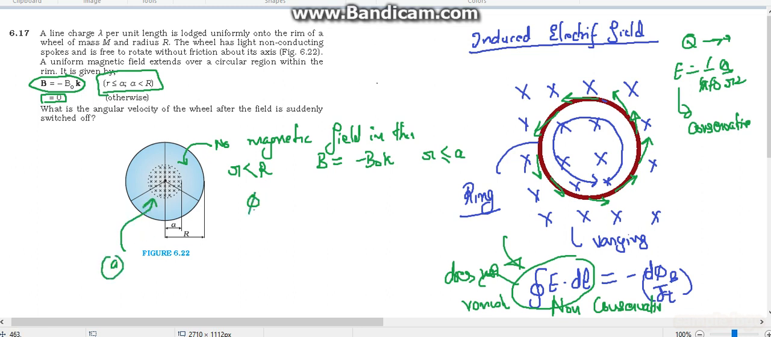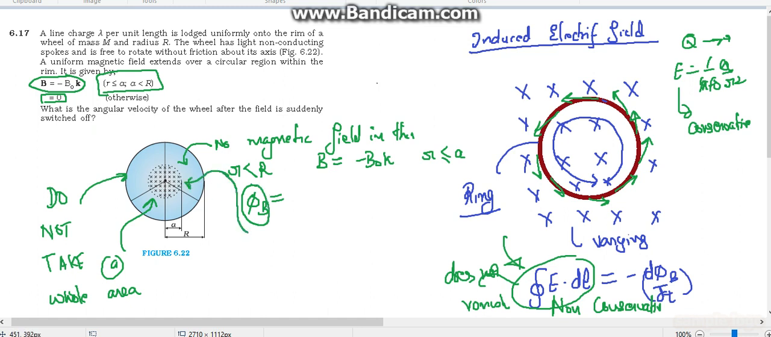So what is the flux? Flux will be only for that area. Please note, do not take the whole area. This is important. Flux is only relevant where the magnetic field is there. So take only the inner area, which is pi a square, and multiply it by minus B0 k.